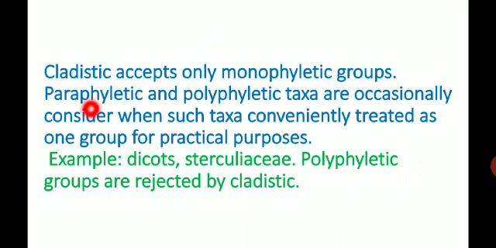Cladistics accepts only monophyletic groups, because paraphyletic and polyphyletic taxa are occasionally considered when such taxa are conveniently treated as one group for practical purposes. For example, dicot, Sterculiaceae. Polyphyletic groups are rejected by cladistics.